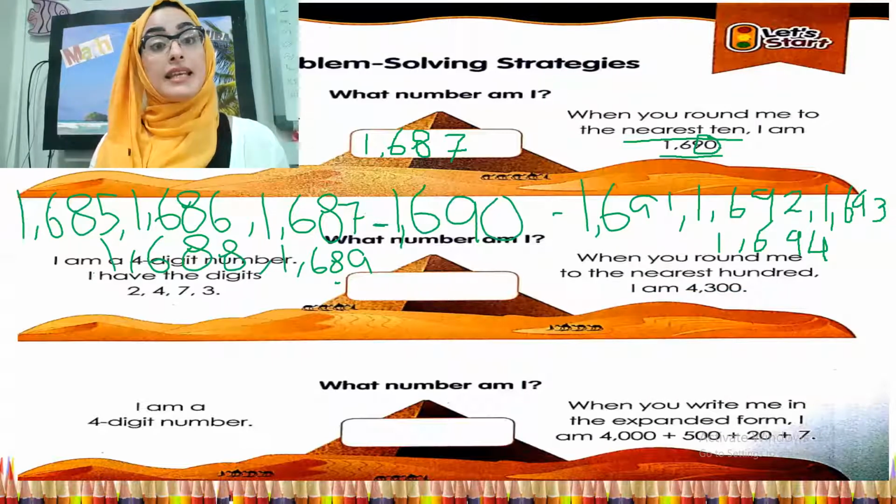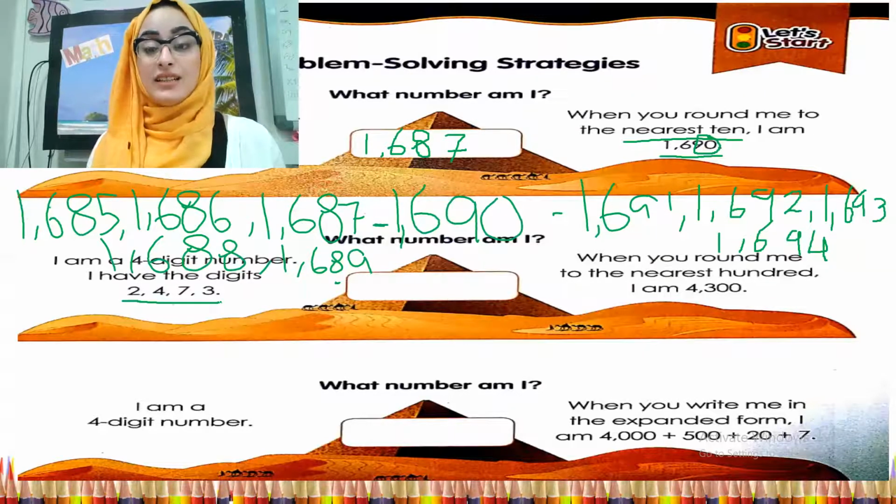Okay, here is the second riddle. I am a 4-digit number. I have 2, 4, 7, and 3. When you round me to the nearest 100, I am what? 4,300. We have many options here, okay? So you can give me any number that it will be 4,300. I will write for you, here is 4,300.